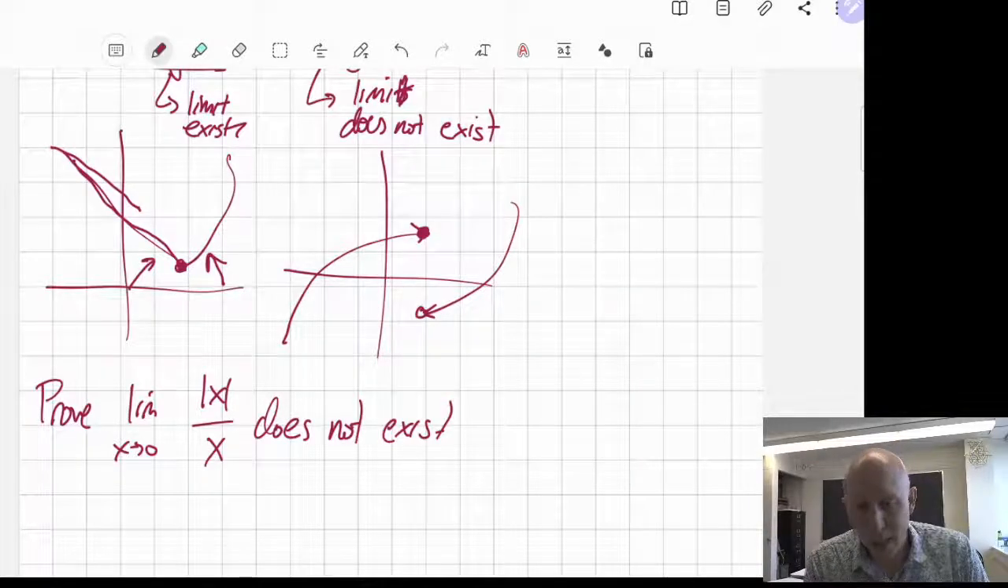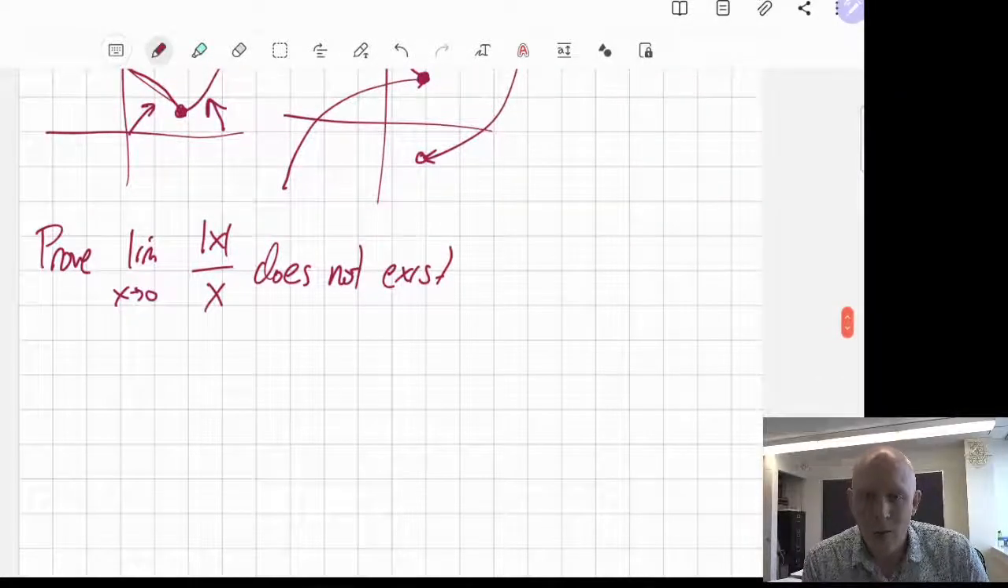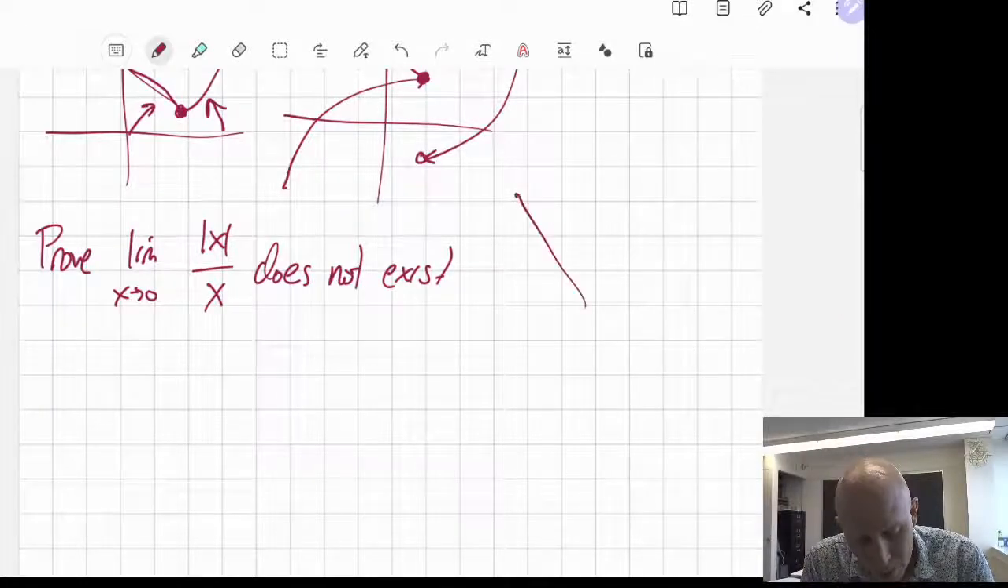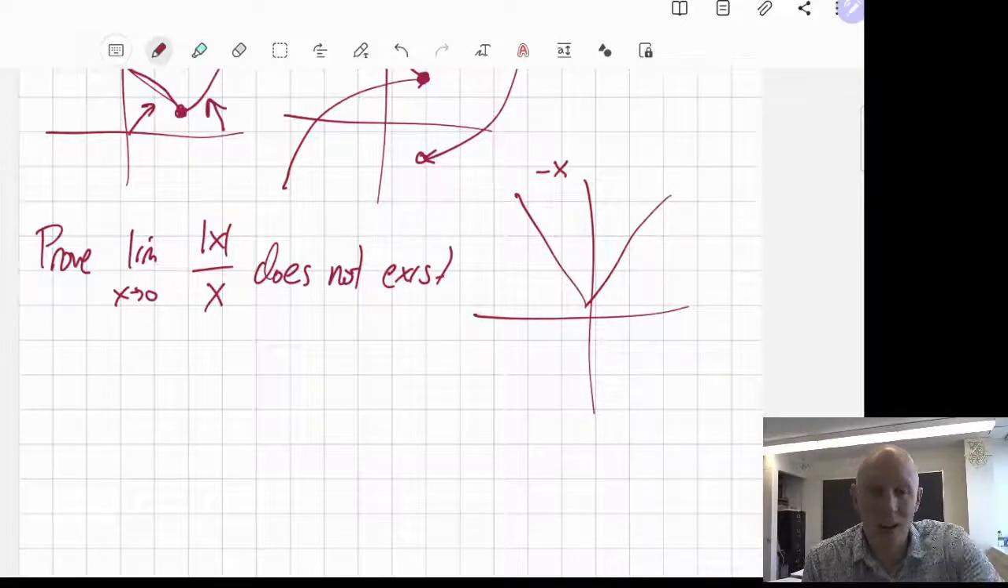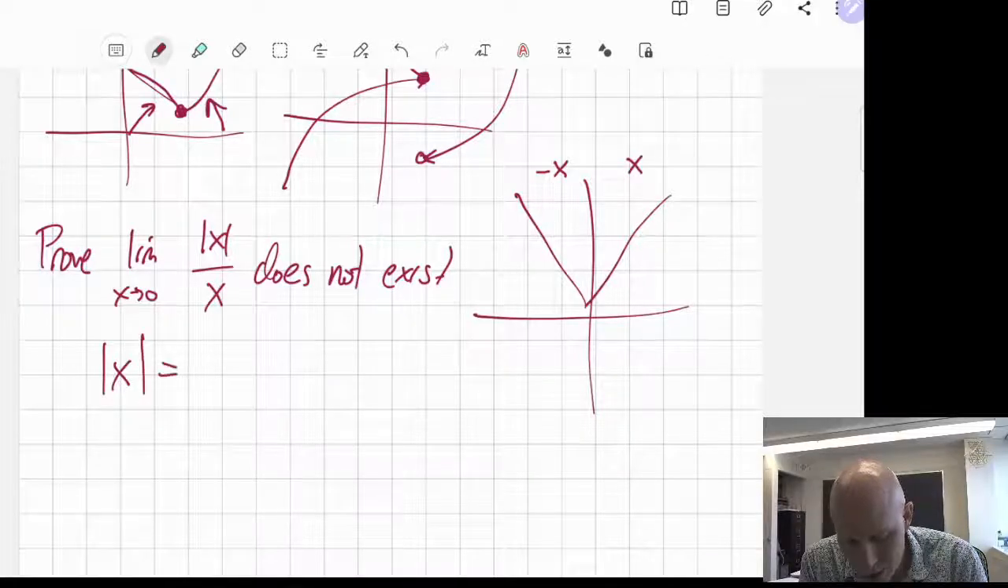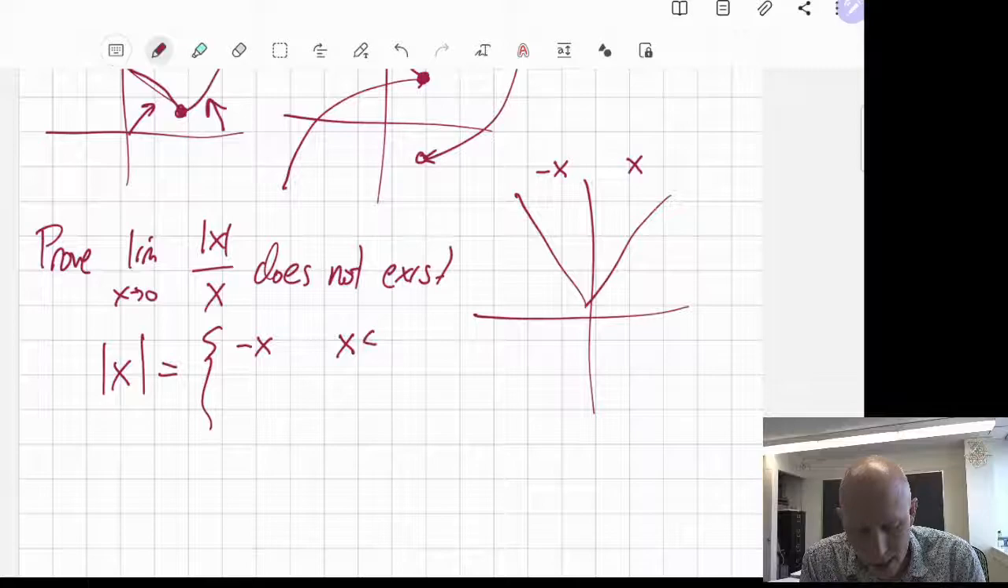So, to prove that this limit doesn't exist, let's write down what the absolute value of x is. So this absolute value of x function is negative x on the left side of 0 and positive x on the right side of 0. So the absolute value of x is equal to negative x when x is less than 0, positive x when x is greater than 0.